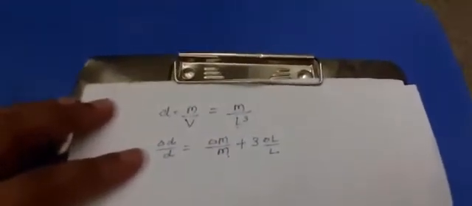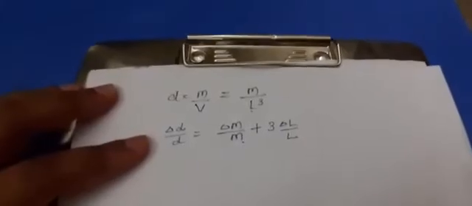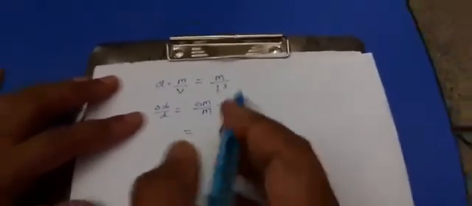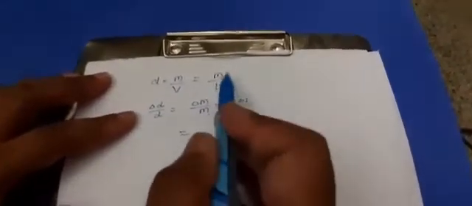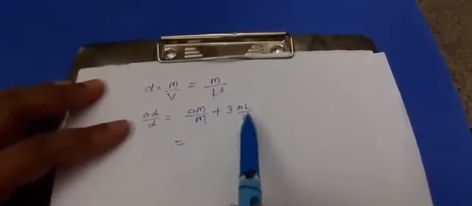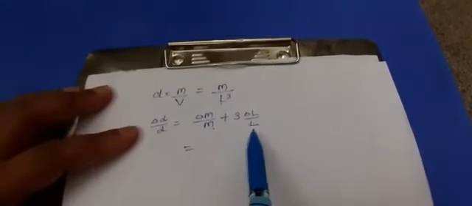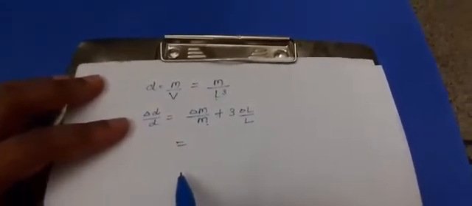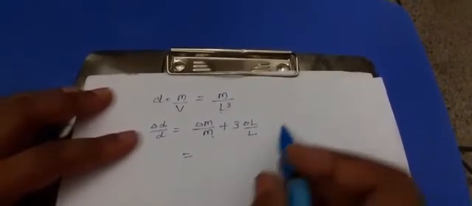If it is clear, then there is no problem in the further solving of the numerical, because it is only the calculation part left. So here what we have done: two operations are required, the division operation as well as the power operation. Due to the division operation, the sum of relative errors; due to the power operation, 3 multiplied by the relative error in length. Now here what has been given is that the errors involved in measurement of mass and length are in percentages.